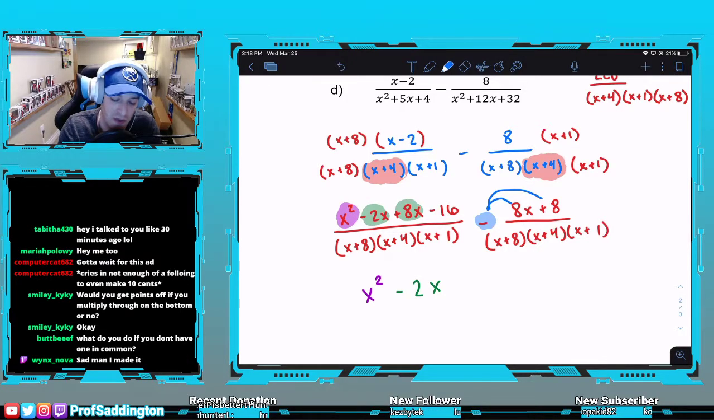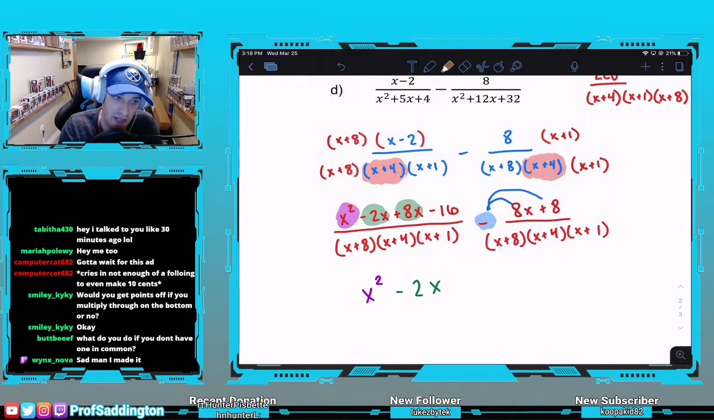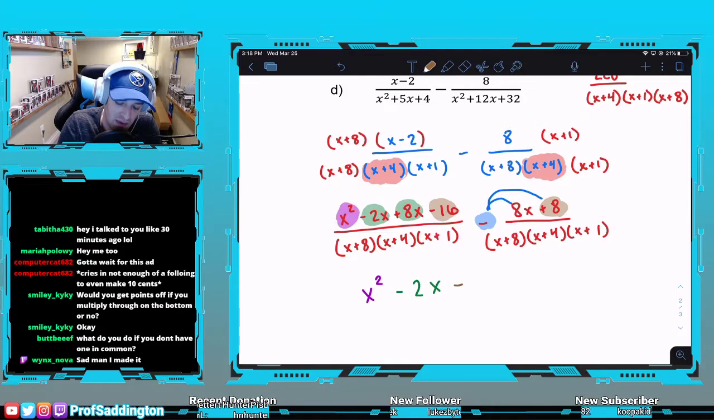Now we just have to do the last part. Well, the last part is going to be that negative 16 and that 8. But remember, the negative is being distributed. So it's not really a positive 8. It's really becoming a negative 8. So that minus is being distributed in. So if you do negative 16 minus 8, that's going to give us a negative 24.